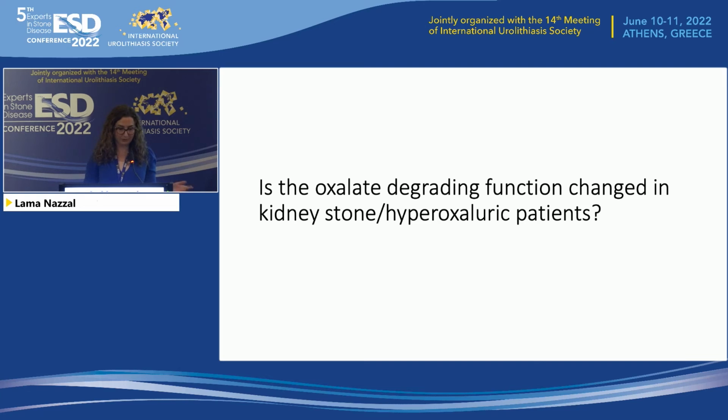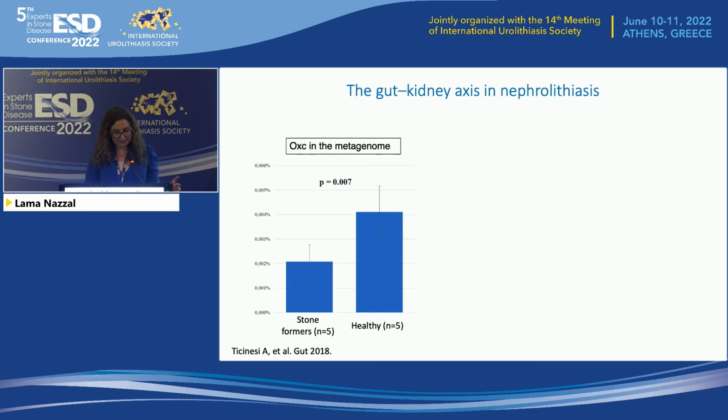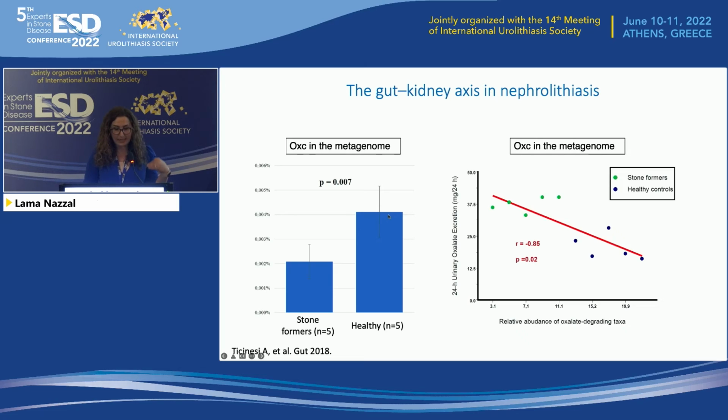And then we asked the question, is the oxalate degrading function changed in kidney stone or in hyperoxaluric patients? So there was a study by Tang et al. in 2018 where they looked at the gene oxc, the oxalate degradation gene, in the metagenome of stone formers and healthy, and they found it was significantly decreased. And they found that also this gene, when it's lower, was associated with higher urinary oxalate level. So that was supporting our hypothesis.